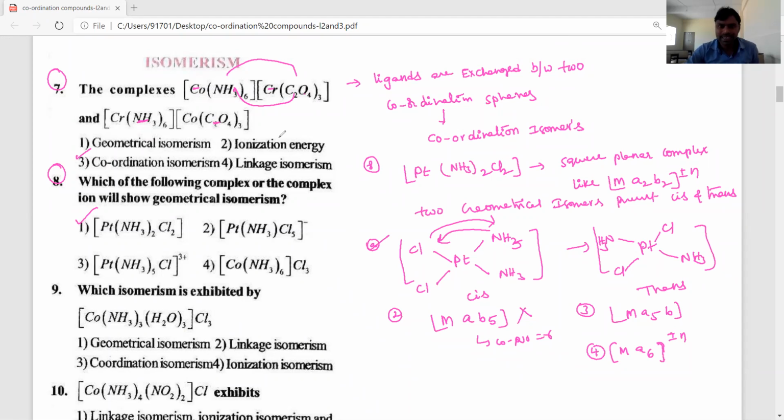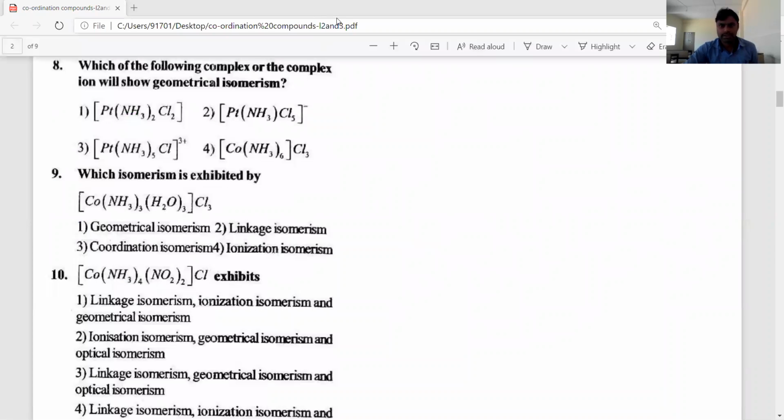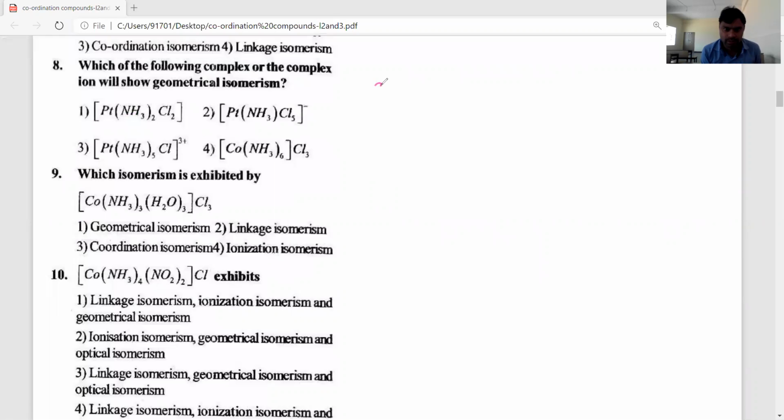Okay, students. So the first option is correct. Next, let's see the ninth question, important. They gave one complex and asked what type of isomerism it exhibits. This kind of question is also important for objective exams. Ninth question: [Co(NH3)3(H2O)3]Cl3 is just like Ma3B3 type and shows geometrical isomerism.